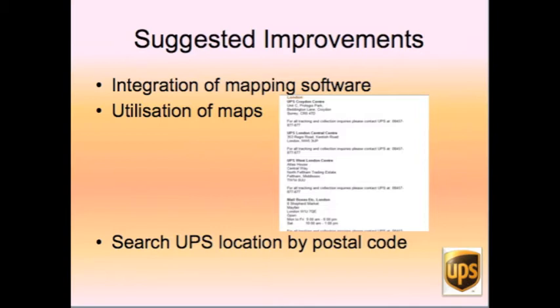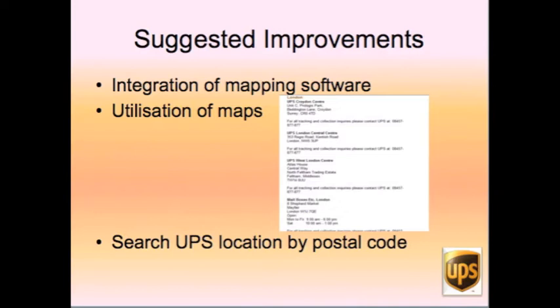So by integrating these maps, UPS would allow customers to see more precise information about the locations of the different depots. One of UPS's main competitors, FedEx, already makes use of maps when giving customers information about their different depots. UPS could integrate this feature as soon as possible in order to keep up and also to meet the needs of their customers more effectively.